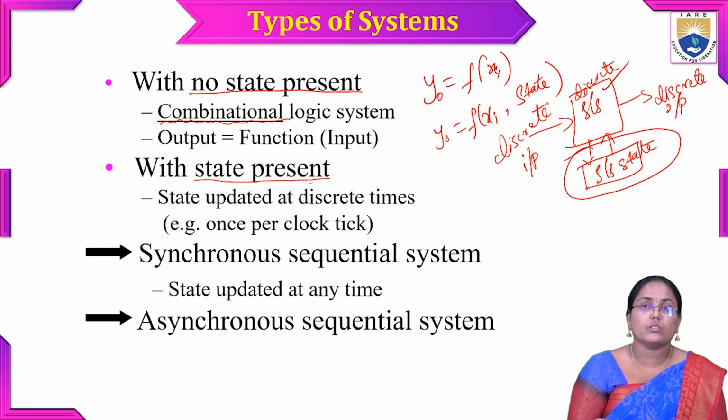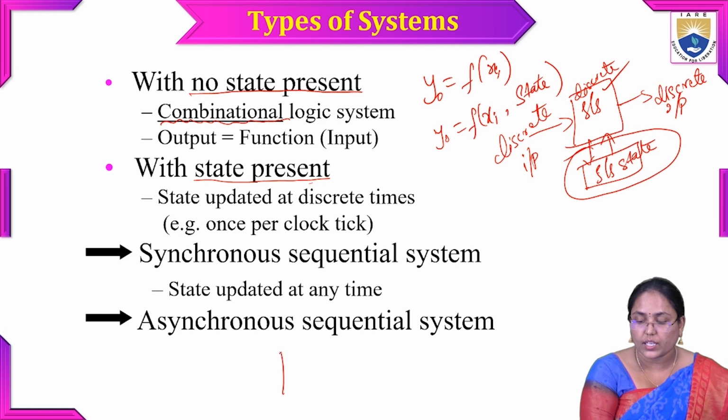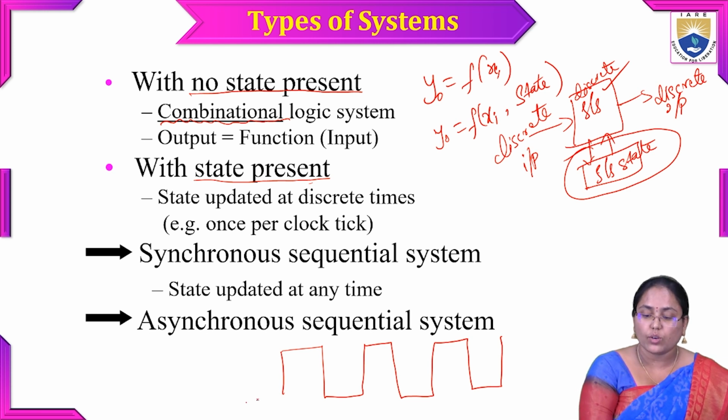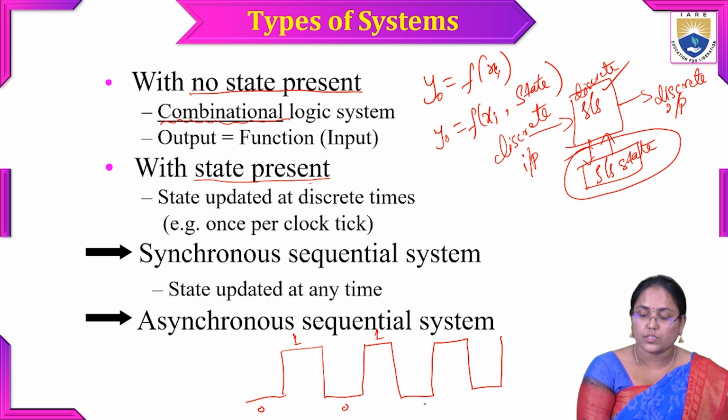The state information is also taken into consideration over here. So state is updated at discrete times, that is, for example, once per clock tick. If I draw something like this, this is a clock, an on and off clock. Here it is 0, here it is 1, 0, 1, 0, 1.